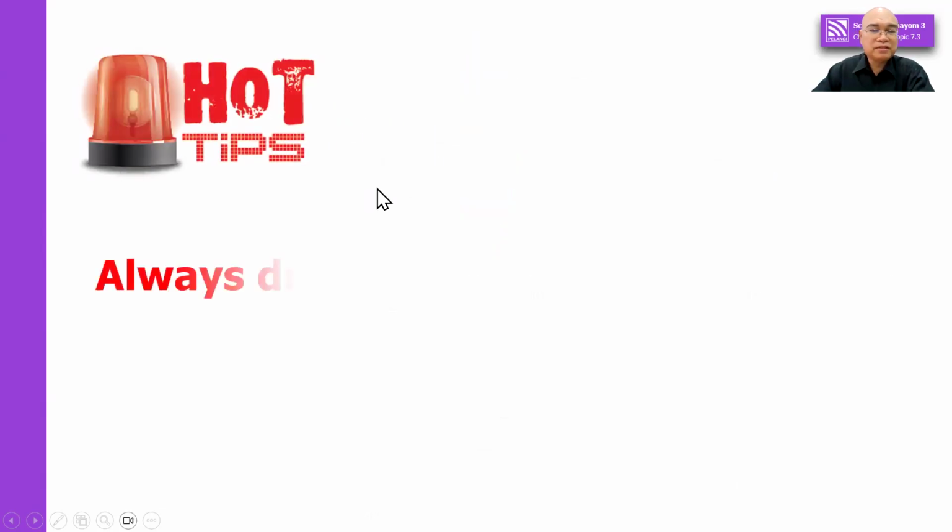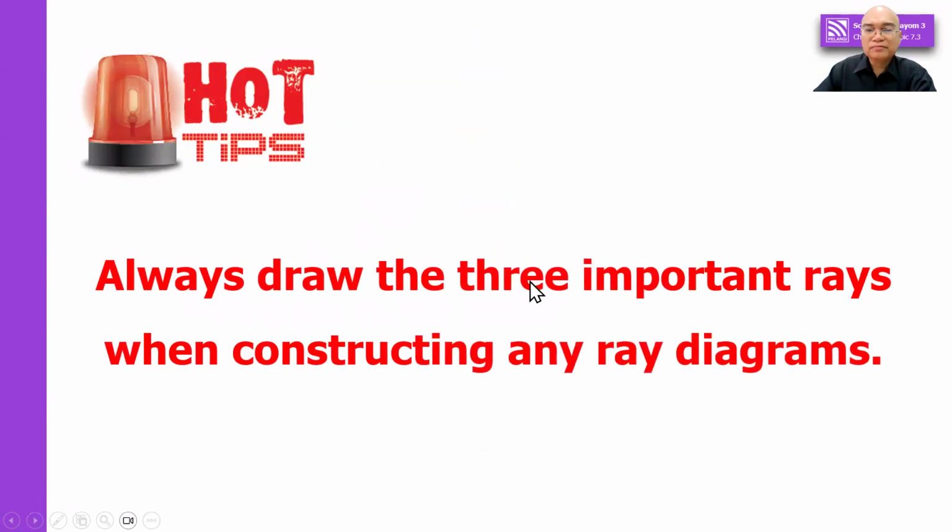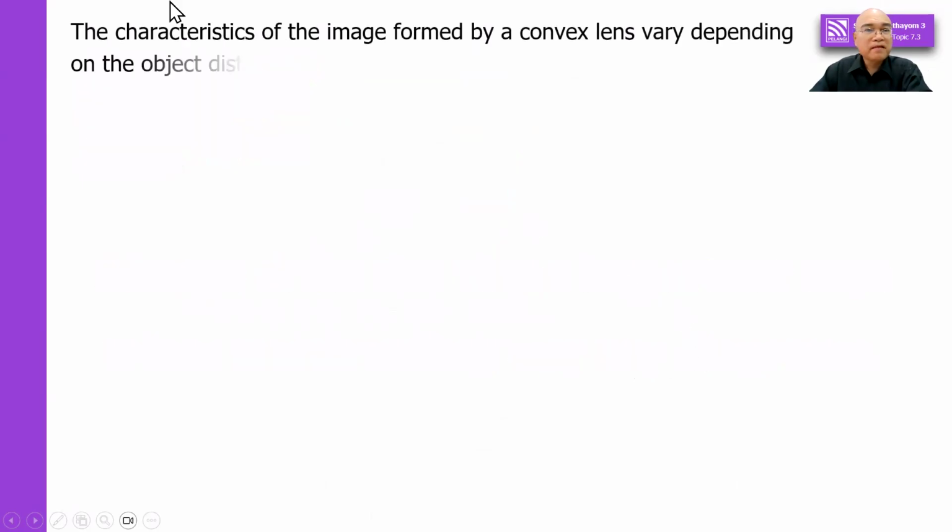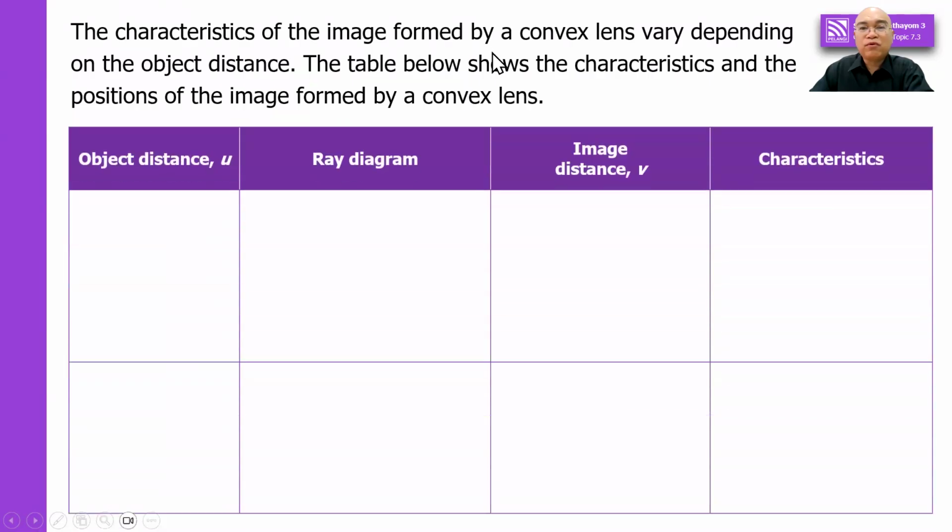Now, hot tips. Always draw the 3 important rays when constructing any ray diagrams. The characteristics of the image formed by a convex lens vary depending on the object distance. The table below shows the characteristics and the positions of the image formed by a convex lens. So we have here the object distance, that is U, ray diagram, image distance, that is V, and characteristics.